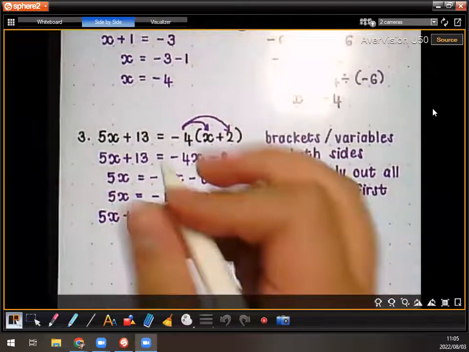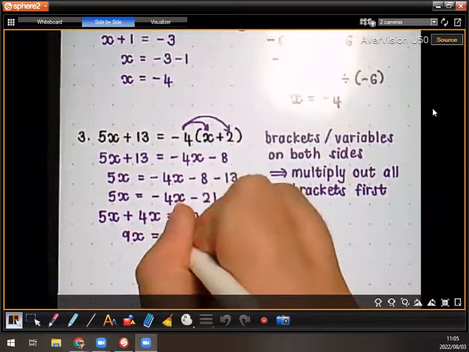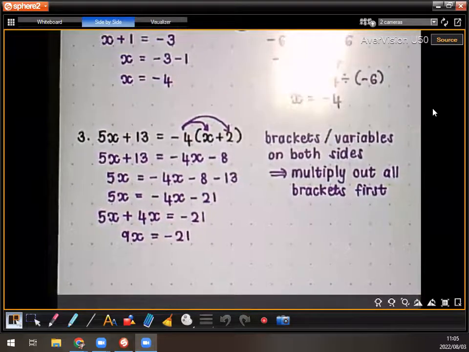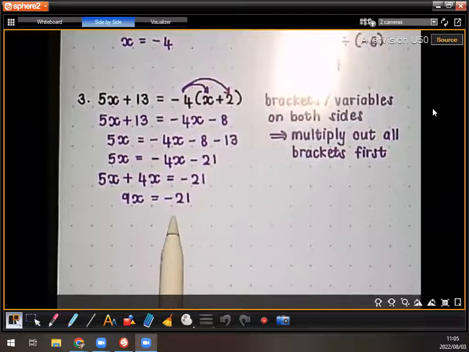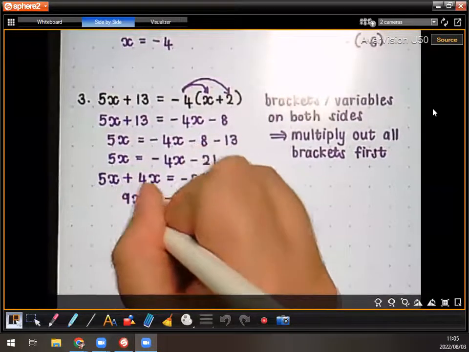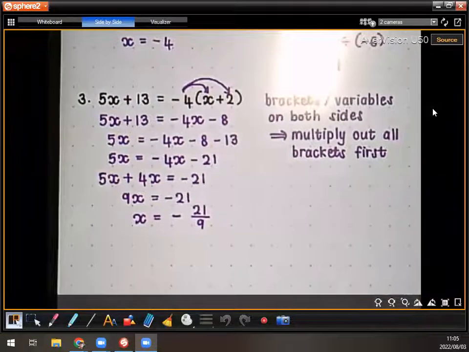Okay, what's 5x plus 4x? 9x. That is equal to negative 21. Now, guys, we're going to have to divide by 9. Does 9 go exactly into 21? No, it doesn't, okay? So that means that my answer needs to be written as a fraction. So you have a negative 21 on that side, you have to divide it by 9. So that's why the 9 is going at the bottom.